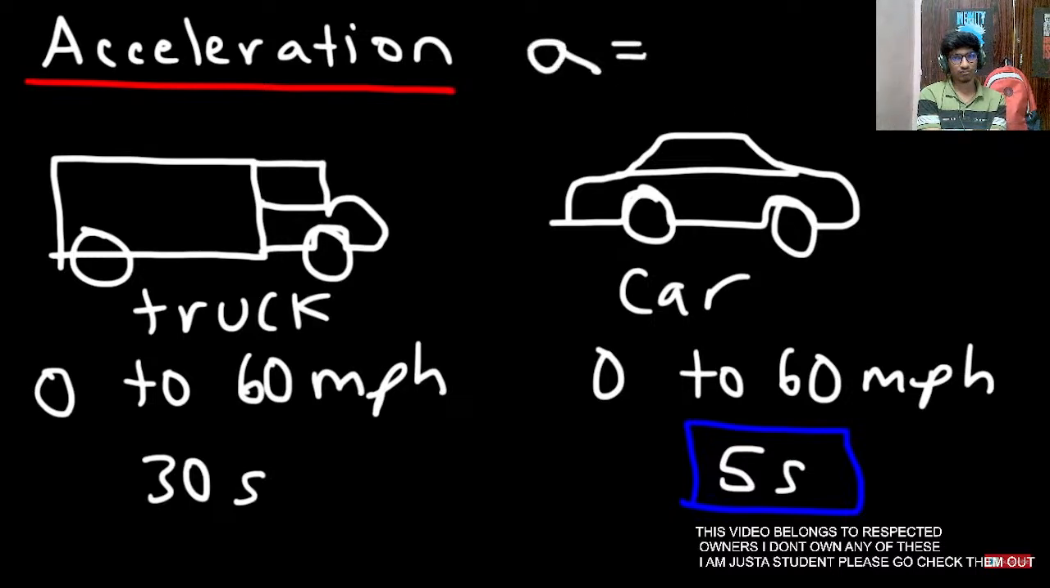Acceleration is defined as the change in velocity divided by the change in time, or sometimes you can just put t. So you can write it this way. Let me adjust the formula. So if you see the triangle, it simply means change. So acceleration can be written this way. It's the final velocity minus the initial velocity divided by the time.